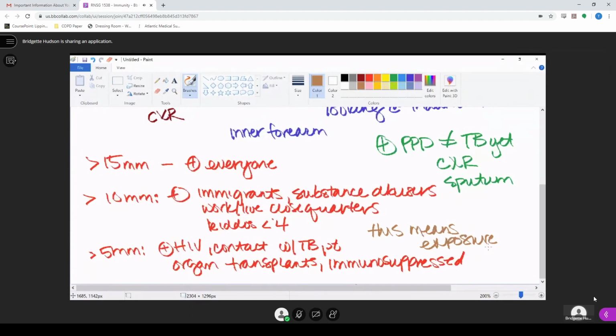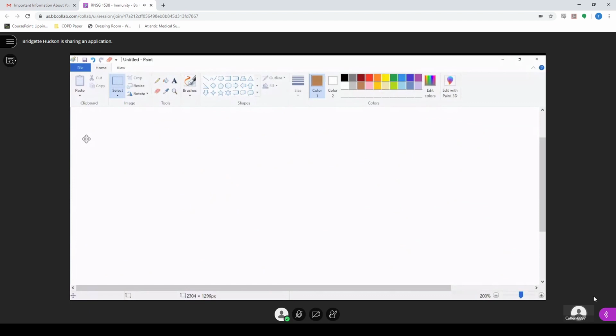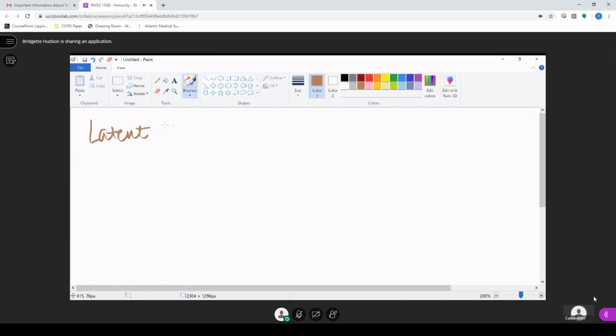All right. So questions just about how to read the TB skin test, and what the BCG is and how that plays a role. The next question that just came through was about latent TB, so let's talk about that. There's two processes for TB. You can either have latent or you can have active.